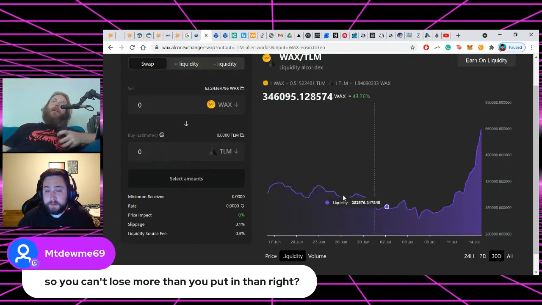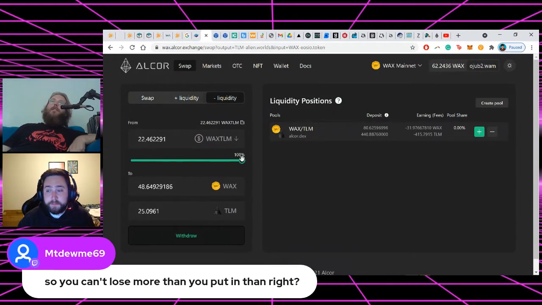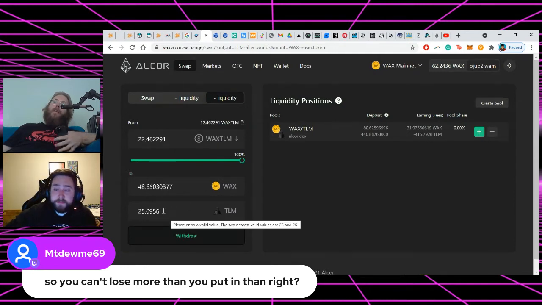Like the liquidity position I literally just opened a minute ago, it was like 50 and 20 something. I feel like it could already be withdrawn and possibly have made me some profit there.